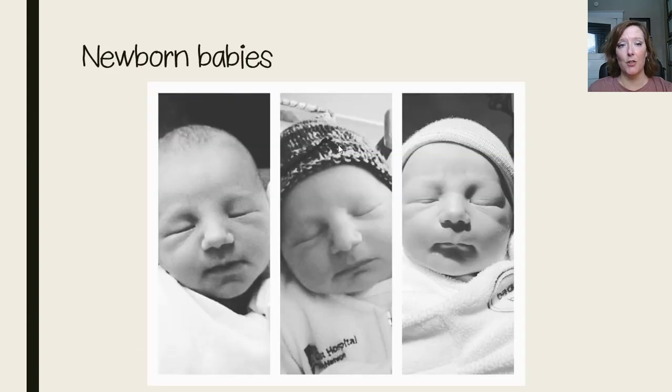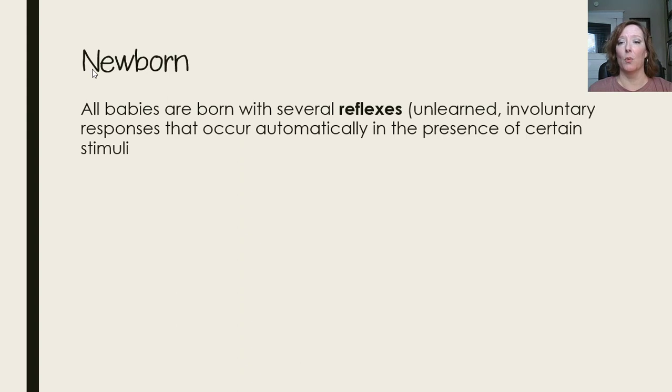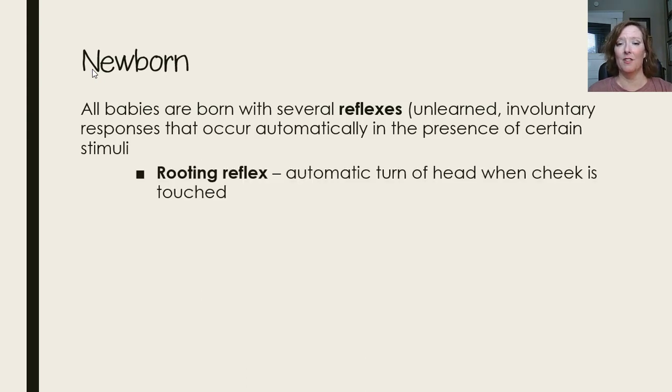Here are some pictures of what a newborn baby looks like. These pictures are all taken of newborns at about an hour old. All babies are born with several reflexes, and reflexes are unlearned, involuntary responses that occur automatically in the presence of certain stimuli. There is the rooting reflex. This is an automatic turn of the head when the cheek is touched. So if you kind of do this, the baby's going to turn towards whatever the stimulus is. And it is believed that the rooting reflex is so that the baby can find a source of sustenance.